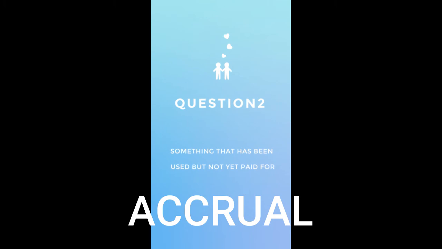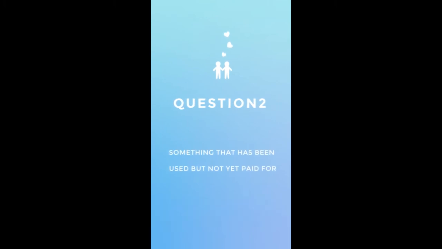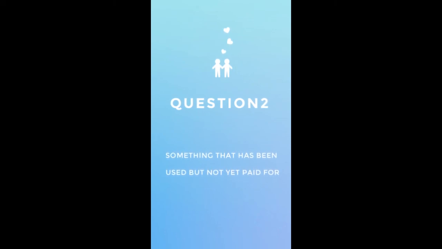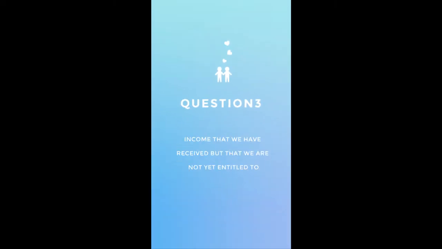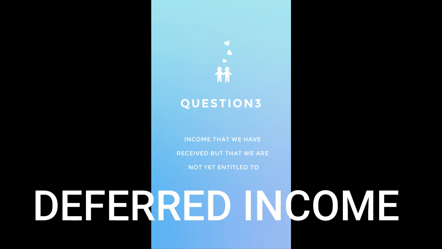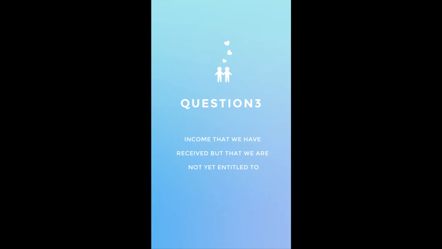Question 3. So am I describing deferred income, accrued income, prepayments, or accruals? If I say income that we have received but that we are not yet entitled to. So the answer there is deferred income. And question 4, income that we have not yet received but that we are entitled to. And the answer there would be accrued income.